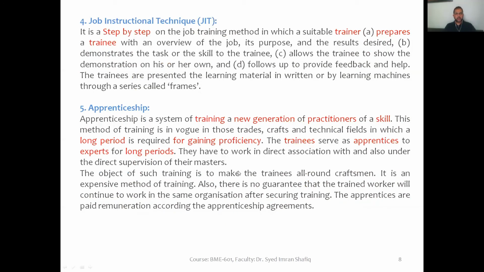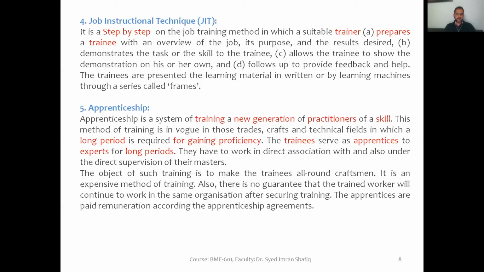Next method is job instructional technique. It is a step by step training method in which a suitable trainer prepares a training with an overview of a job, its purpose and the results desired, demonstrates the task or the skill to the trainee, allows the trainee to show the demonstration on his own, and follows up to provide feedback and help.